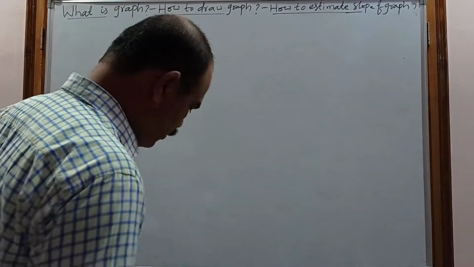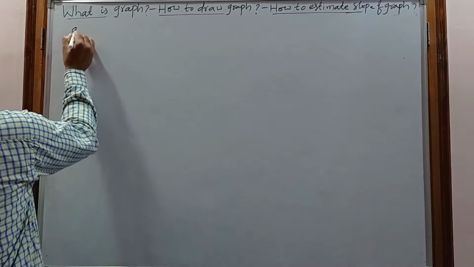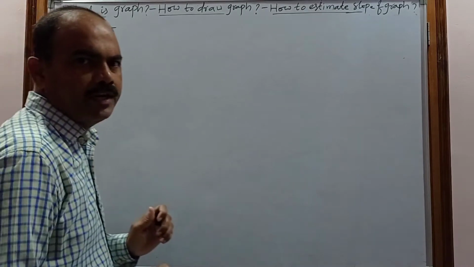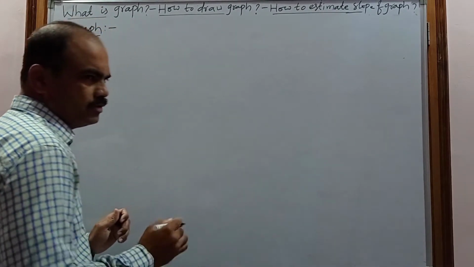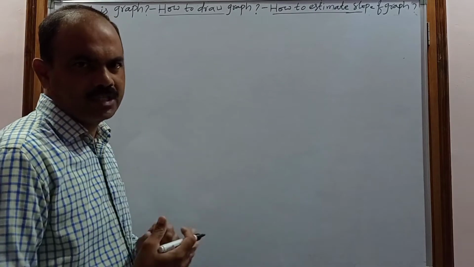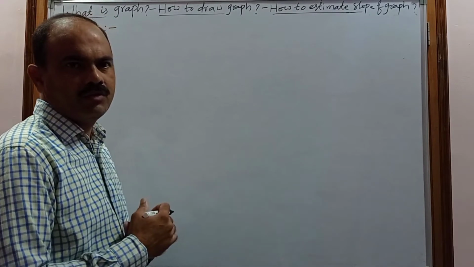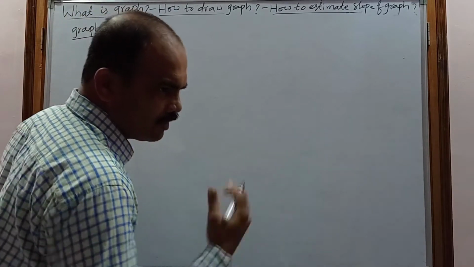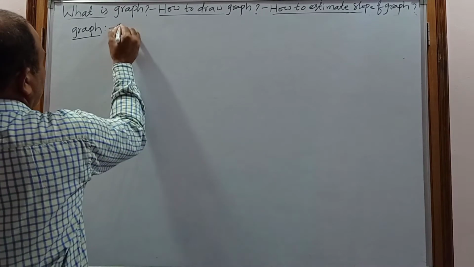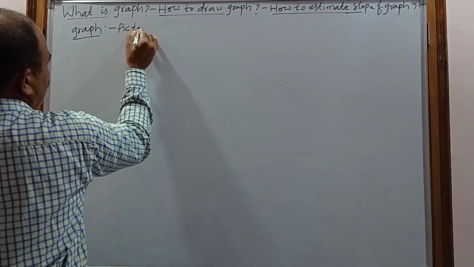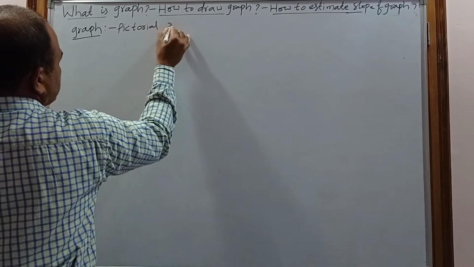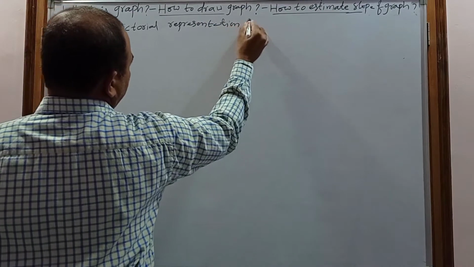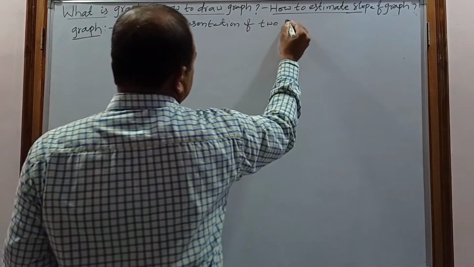First of all, what is a graph? The graph is nothing but the pictorial representation of two physical quantities. Generally in physics we use physical quantities, so we have to represent the two physical quantities pictorially. The pictorial representation of two physical quantities is called what? Graph. So the graph is nothing but the pictorial representation of two physical quantities.